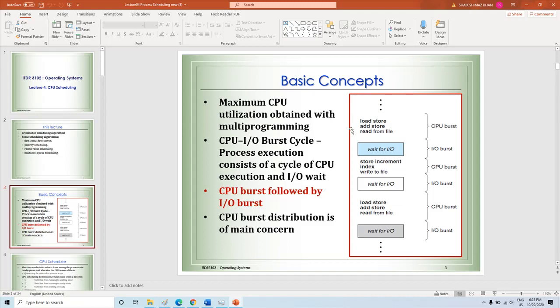CPU scheduling algorithm concepts: CPU burst time and input output burst time. CPU burst time basically refers to the amount of time a process needs a CPU. How much time a process needs a CPU. And input output burst time refers to the amount of time a process needs for performing input or output operation.